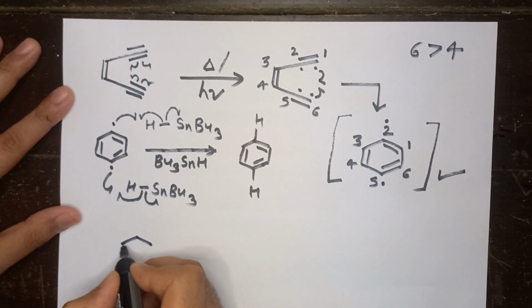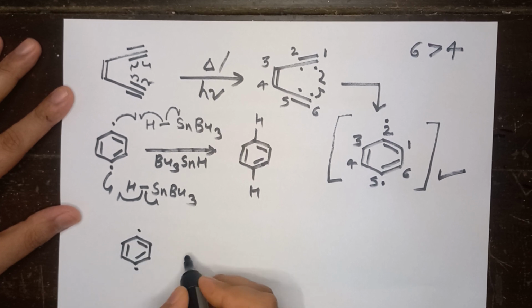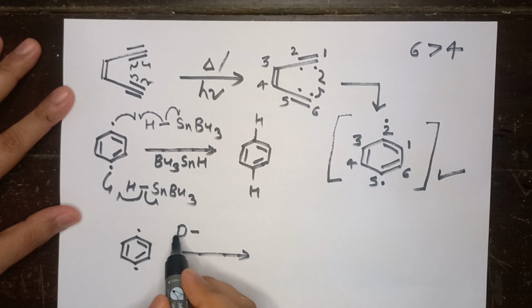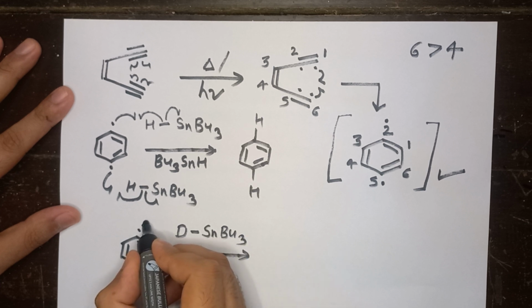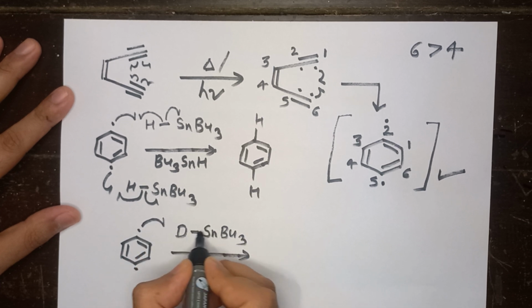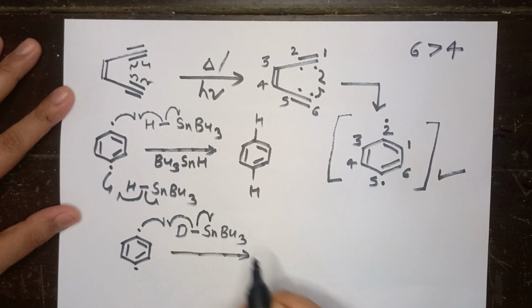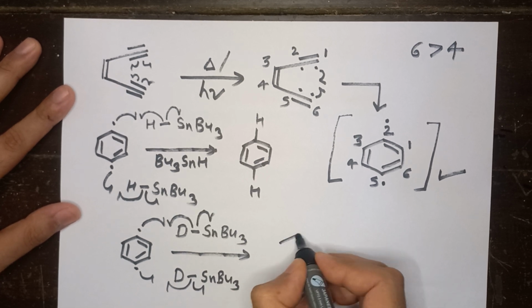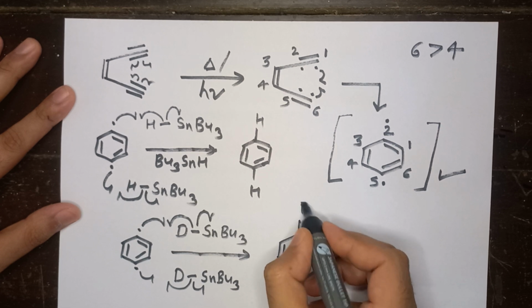For example, suppose instead of tin hydride, I am reacting this particular intermediate with, instead of hydrogen, deuterium. So the mechanism is same. This bond is made up of two electrons. One of the electrons will form a bond with this electron and another electron will fall on tin. Once again, same chemistry with this radical, and this will give me deuterium here and here.